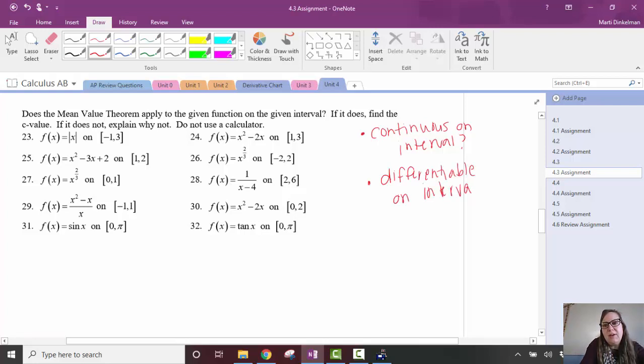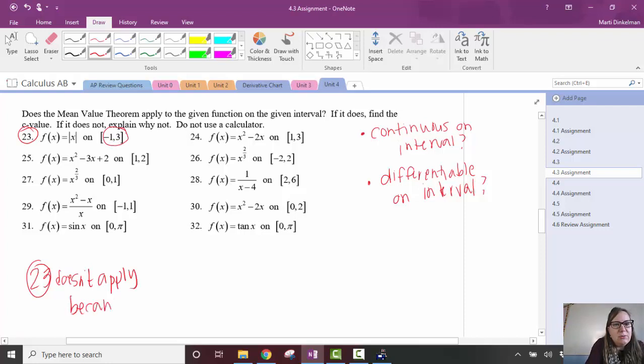So let me see if I can find an example of where those fail. So 23, for example, I know that that's a v, and the corner for the v is at 0, which happens to be right in the middle of that interval. So 23 is going to be a does not apply, and that's because it's not differentiable at 0. F is not differentiable at 0.